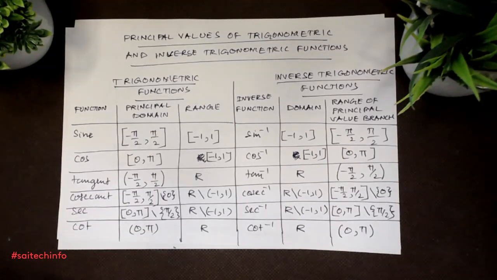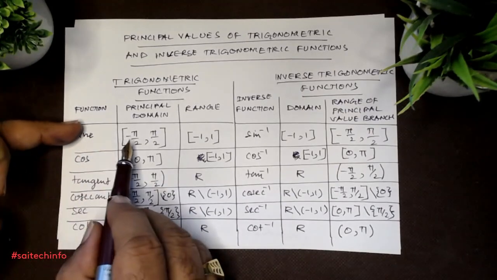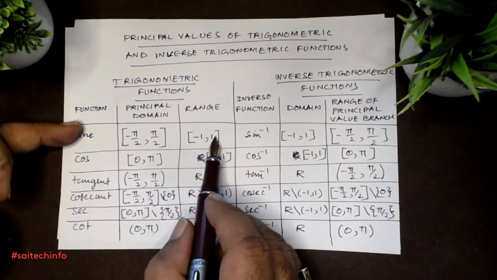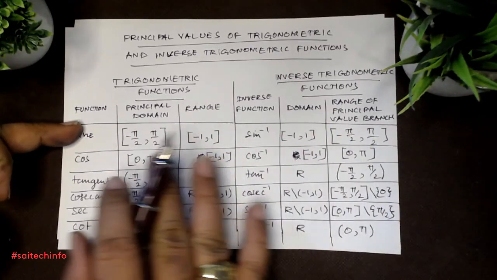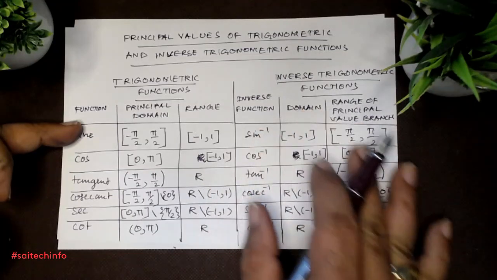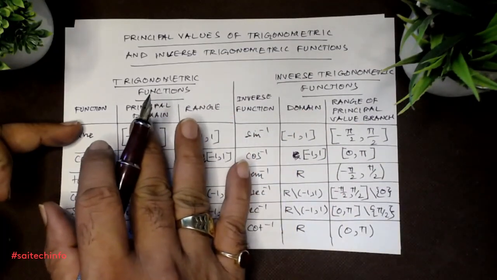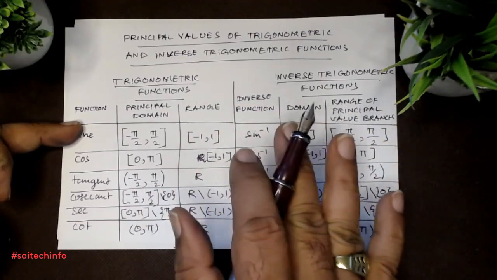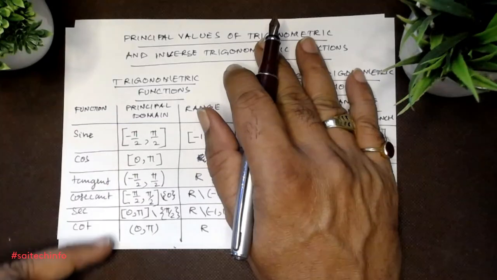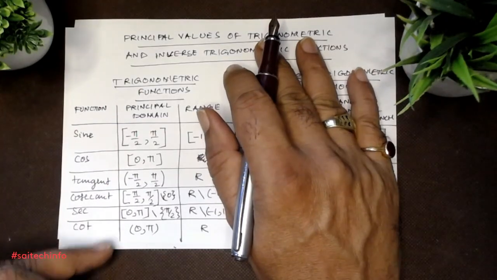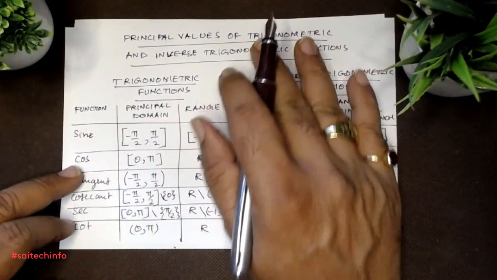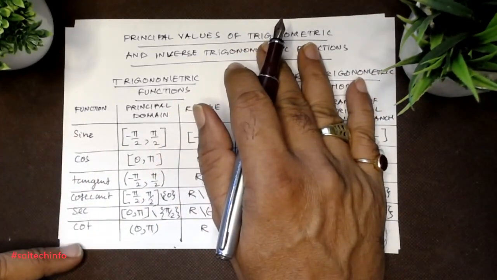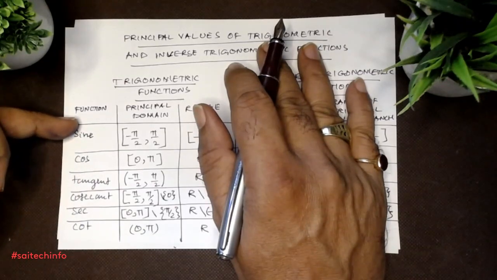So how can you remember this? For sine, minus pi by 2, pi by 2, and the range is -1, 1, it is reversed. So for all inverse functions, domain and range are interchanged. So that is the way you can remember. In that case, you can remember only the trigonometric function and interchange the domain and the range. That's all. Got it?